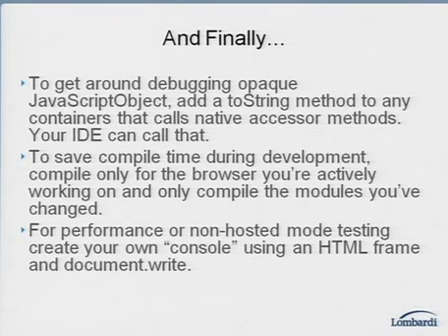But one of the things that we did is most of the native JavaScript objects that we use in our application are wrapped by a custom Java object that we've created. Simply put a toString method on that and call native accessors, and that can pull information out of that. And your IDE can call that and give you more information. Makes it much easier to see what it is you're talking about while you're debugging.